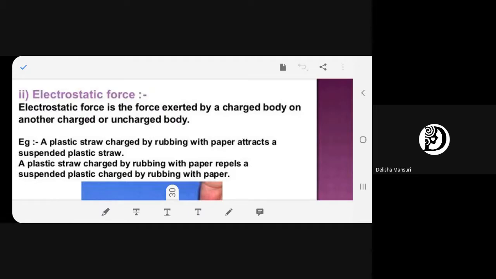So, this electrostatic force is a force either given by a charged body on the other body, which could be charged or uncharged. Anything it could be. For example, you take a plastic straw, the straw with which you are having juice. Take that straw and rub it with paper. What are you doing? You are rubbing with the paper. So your straw becomes magnetic. What it does, if at all there are a group of plastic straws, it will start attracting those plastic straws.